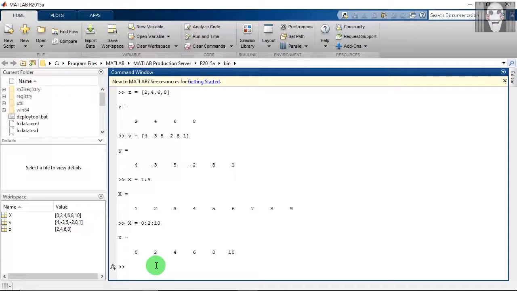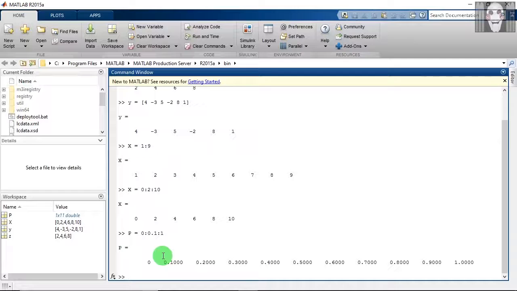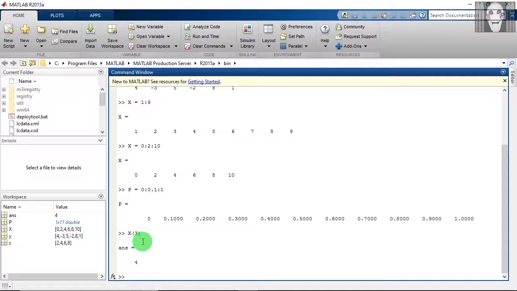You can also use fractional or negative elements. For example, now every next element is 0.1 more than the previous element. Next, if you want to find any specific element in a vector, you can type this command. So this is the third element of vector x. If you see here in this vector, the third element is 4.